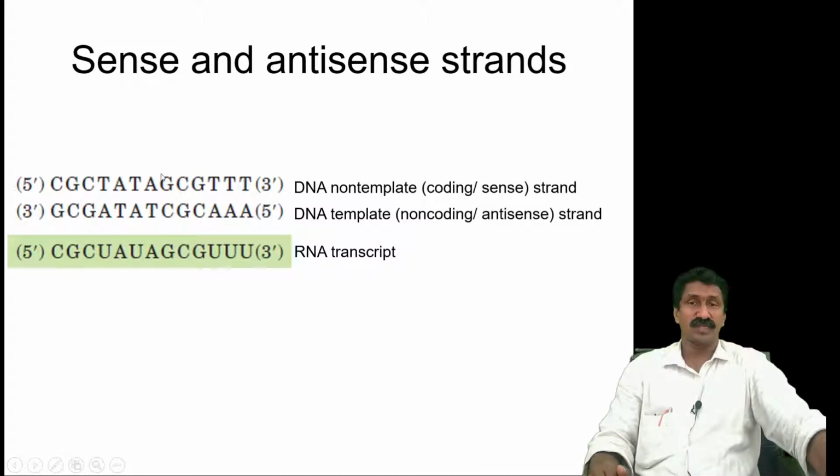So the other copy of the DNA is known as the non-template strand or coding or sense strand, because the RNA transcript has the same directionality or the same sense as the DNA non-template strand, as it has the sequence complementary to the DNA template. So the DNA template strand is the non-coding or antisense strand, and the DNA non-template strand is known as the coding or sense strand because it has the same sense and directionality as the RNA transcript that is produced. Okay.